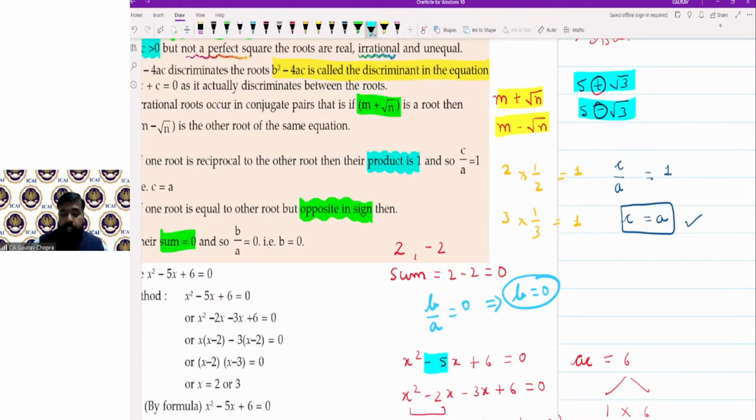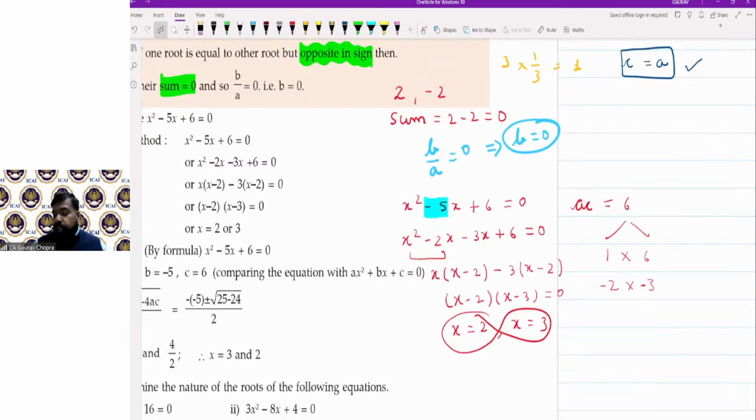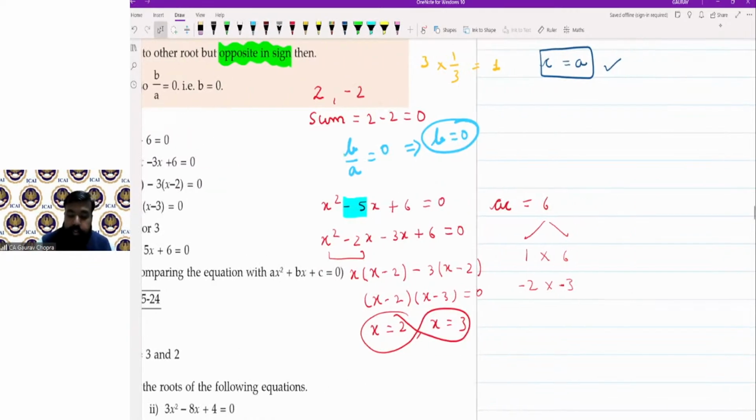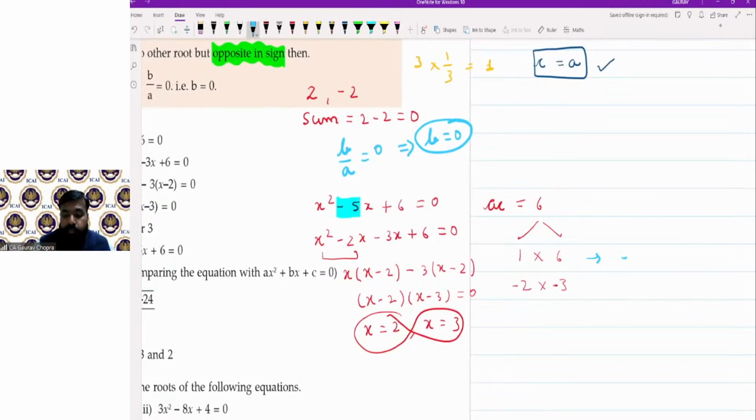Ujjwal says, in this question, can we take 1 and -6? Okay, see, if we try 1 and -6, on adding, their sum will be -5, but if you try the product, it will be -6. उसका multiplication -6 हो जाएगा, but here we require +6. हमें तो प्लस का 6 चाहिए, ना कि माइनस का. Okay, so that is why we cannot take 1 and -6. All right.